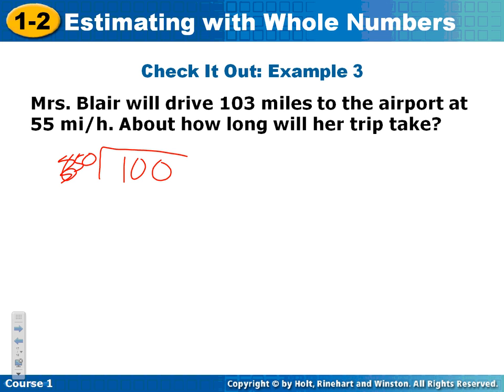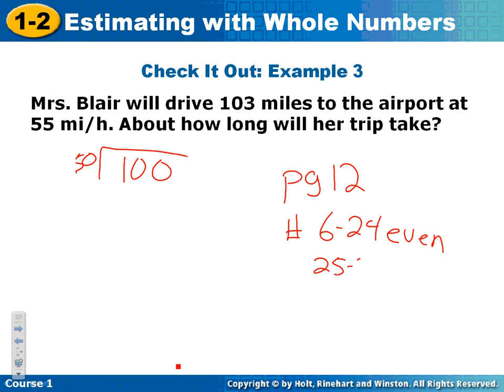Okay? Your homework assignment. You have to do it in your notebook. It's out of the book. You want to do page 12, numbers 6 to 24 even, and 25 to 28 all. Now this is out of the book. When I say even, that means you need to do the even problems. That means you do numbers 6, 8, 10, 12, 14, 16, 18, all the way to 24.